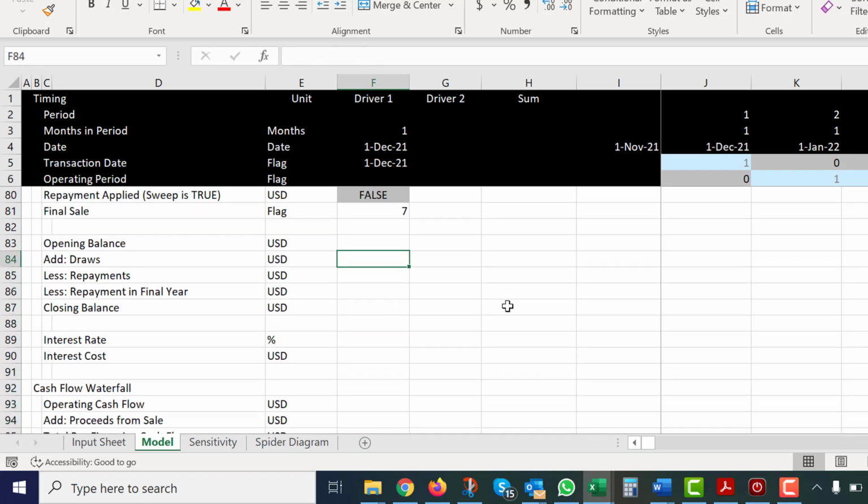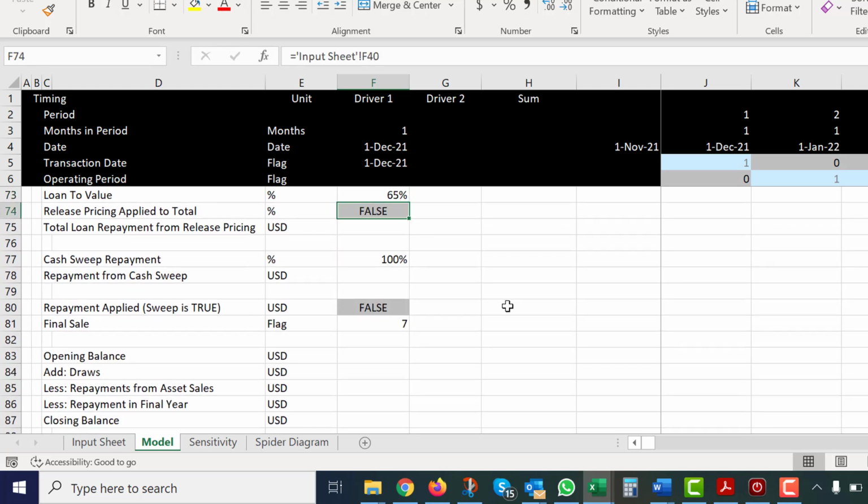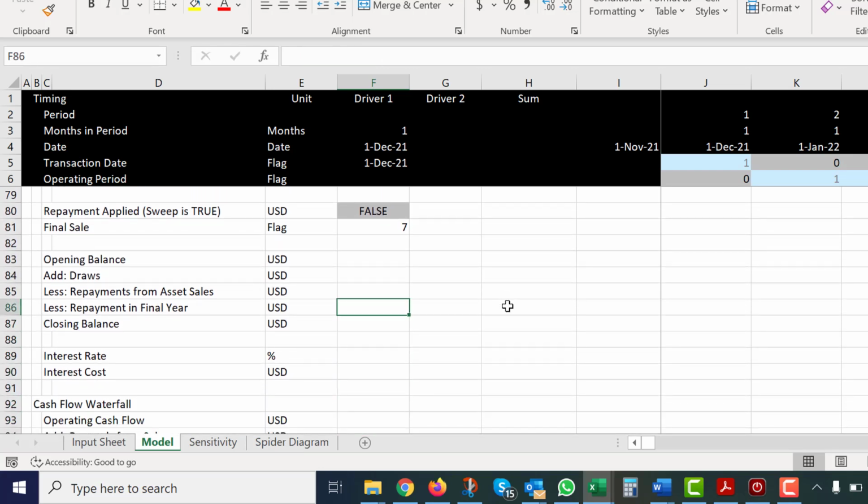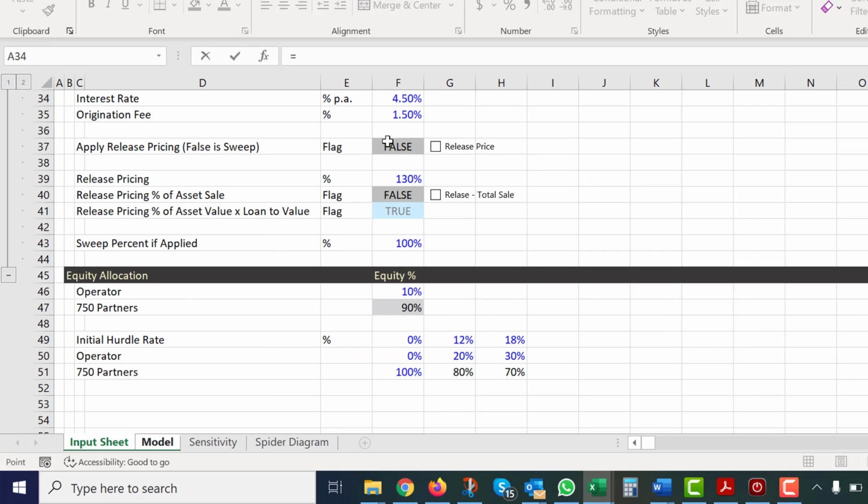Finally, we'll put our opening balance. We had no repayments. These are just repayments from the asset sales. And then we'll have a repayment in our final year, just in case, because we used one of these methods, we paid too little or too much. We better put a minimum in there as well. We'll put in our interest rate.